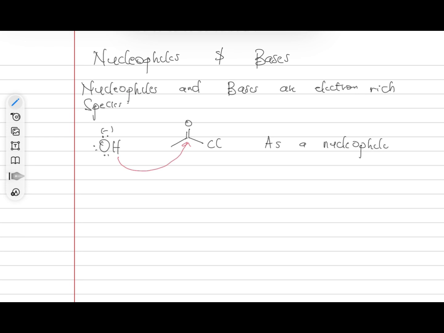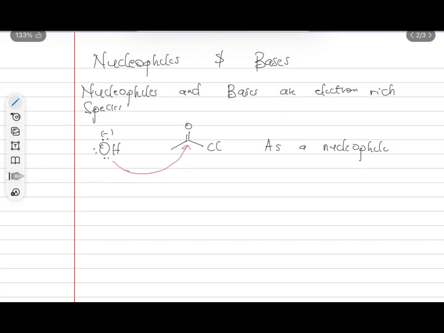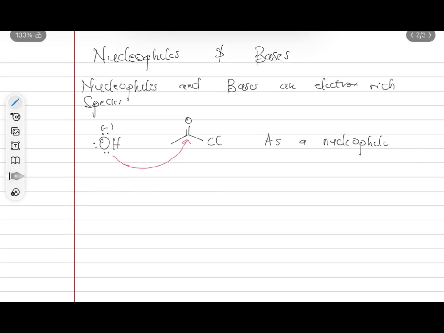It is acting as a nucleophile because the arrow should go from the lone pair. So here, the hydroxyl ion is actually acting as a nucleophile. One, it is electron rich. Two, the electron rich hydroxyl ion is attacking the electron deficient carbonyl. In this situation, it is acting as a nucleophile.